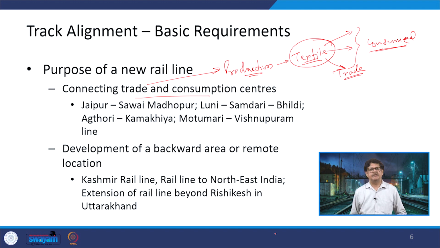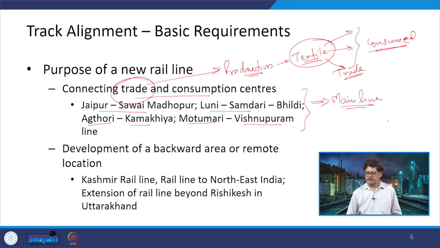A number of sections have been identified by Indian Railways, and here I am giving an example: Jaipur Savai Madhopur, Luni Samdari Belri, Akthori Kamakhya, Motumari and Vishnupuram. These are different sections which have been identified for development, and they are in the process of development. Once they are operational, the trade in those areas is going to get a boost. In some cases, by providing this type of connectivity, we will connect them with the main line.